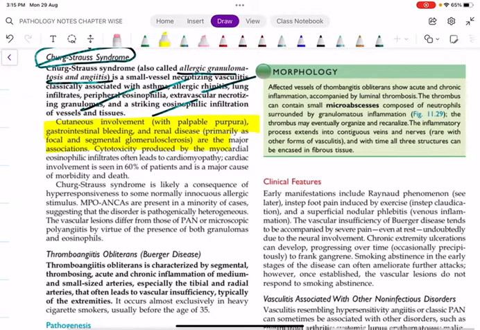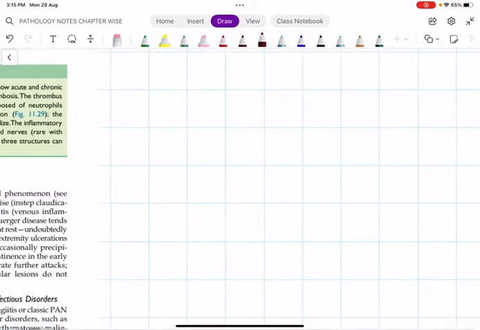Yes, it may also lead to cardiomyopathy because of eosinophilic infiltrates into the cardiac tissues, the myocardium. And I told you the MPO ANCAs are present. But it's not like in microscopic polyangiitis.